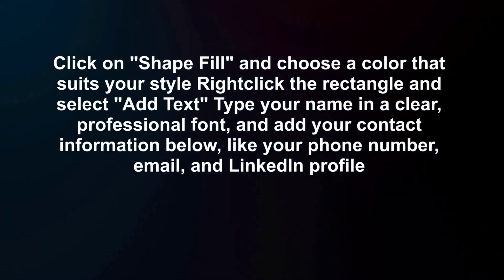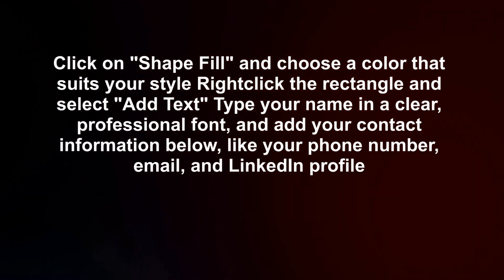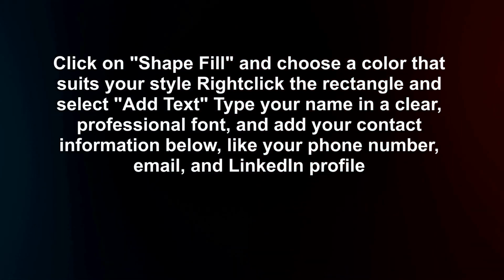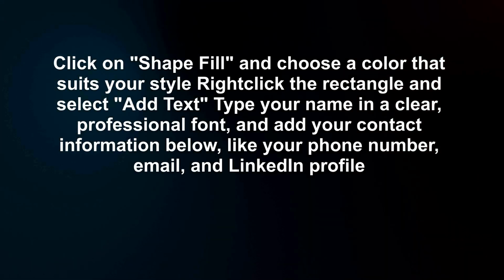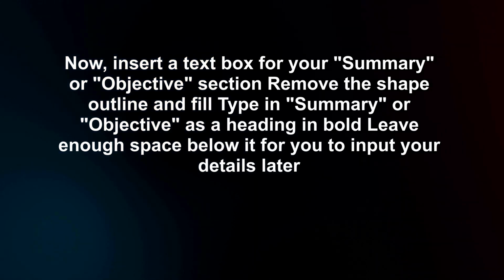Right-click the rectangle and select add text. Type your name in a clear, professional font, and add your contact information below, like your phone number, email, and LinkedIn profile. Now, insert a text box for your summary or objective section.